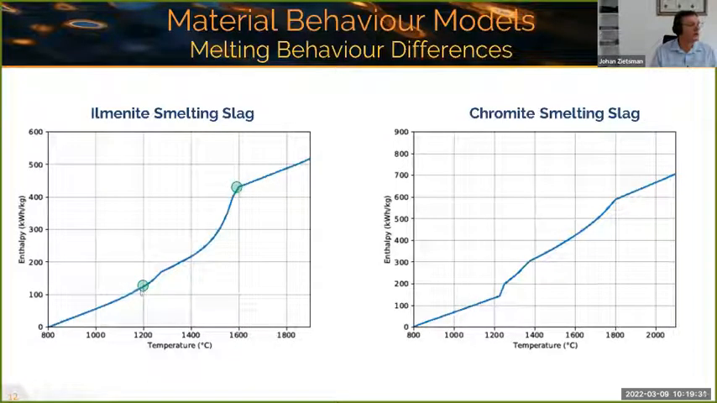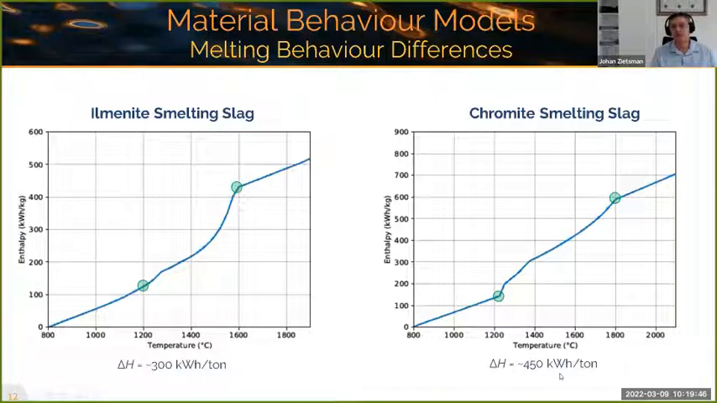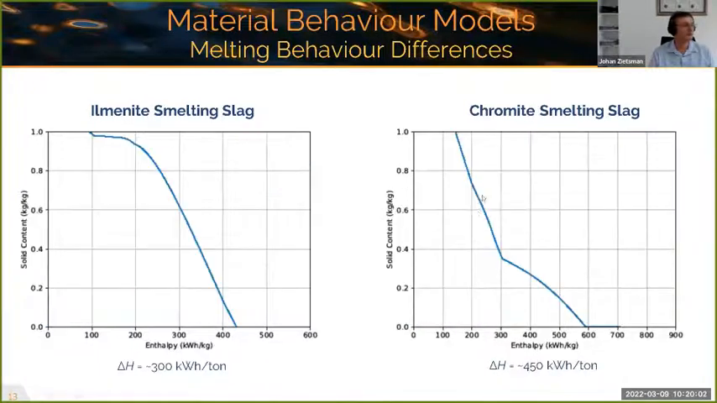But nevertheless, we have these different solidus and liquidus temperatures, and the energy required to go from the solidus to the liquidus is around about 300 kilowatt hours per ton for the ilmenite smelting slag, and 50% more for the chromite smelting slag. So the energy that's involved in this is substantially different. And this energy has to be absorbed or released when forming a freeze line.